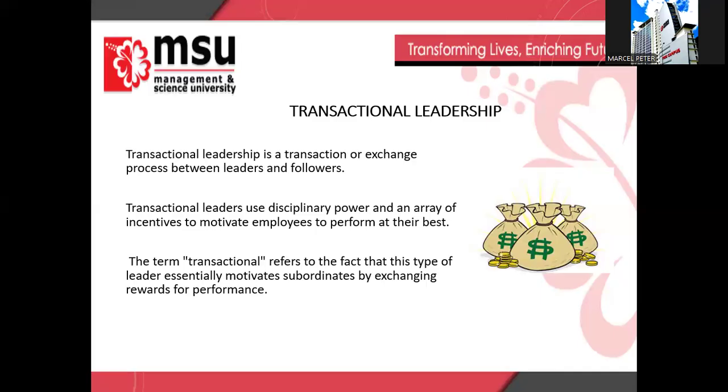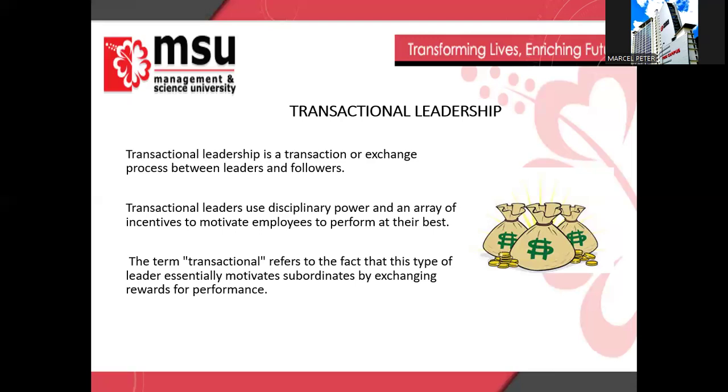Let me give you a simple example. Imagine a lecturer tells the students this: if you submit your assignment on time, you will get full marks. But if you submit late, marks will be deducted. So students are motivated to perform because of the rewards or penalty. And this is transactional leadership.